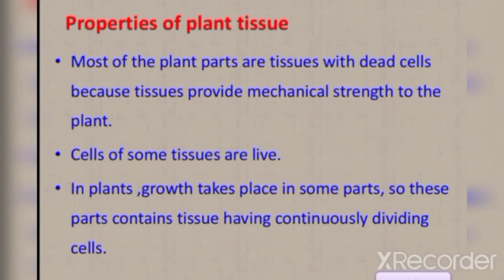Plant tissues require less maintenance. The organization or formation of plant tissue is simple, because you all know that a plant does not move from one place to another in search of food, shelter, etc. So they require less maintenance and they have a simple organization.